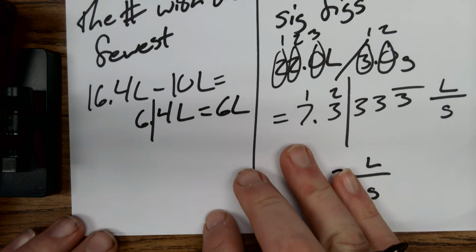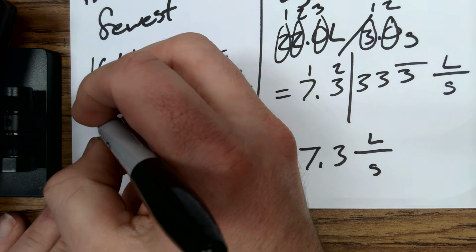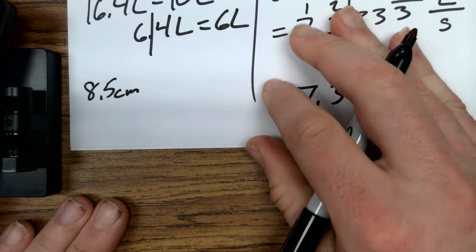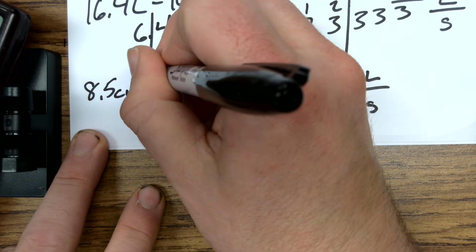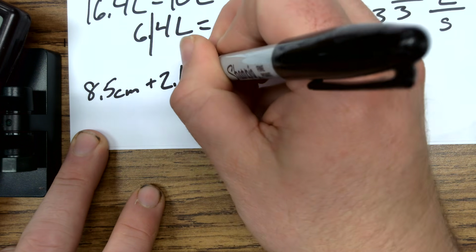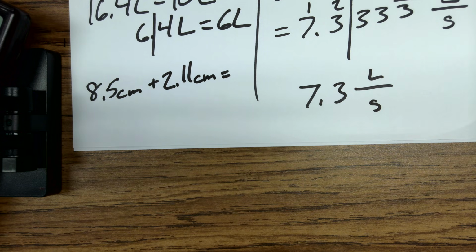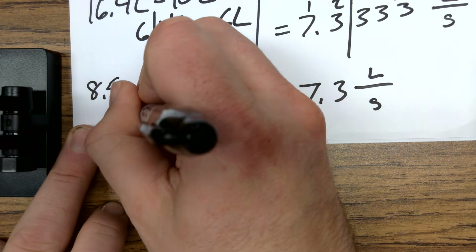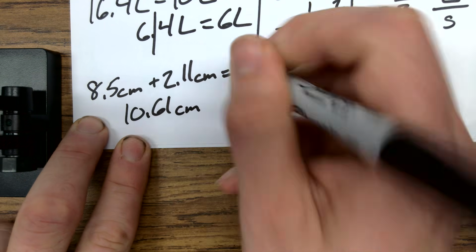Let's do a little addition. 8.5 centimeters plus 2.11 centimeters equals what? 10.61 centimeters.